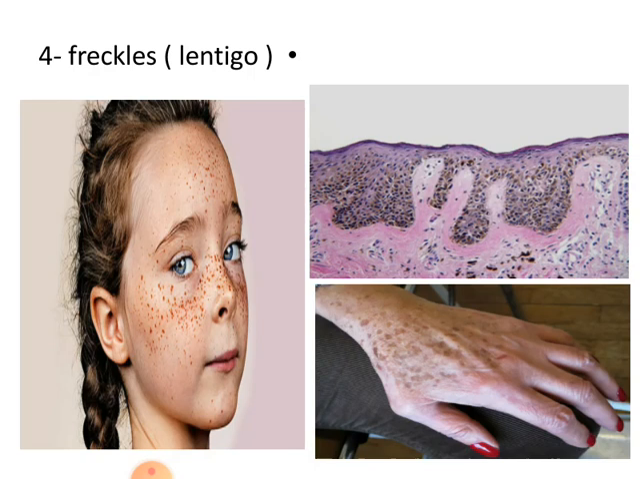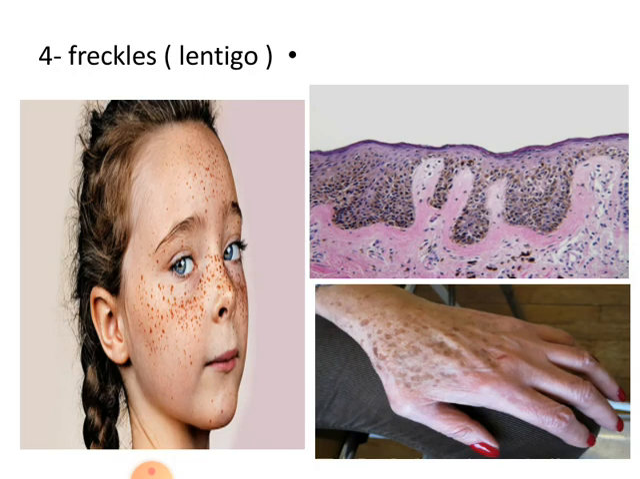Freckles are the site where the melanocytes replace all the basal layer of the epidermis. Like in the picture of histology, the basal layer of the epidermis is replaced by melanocytes. Freckles occur in the blonde population, especially the redhead population, and there is a special type that occurs at old age.